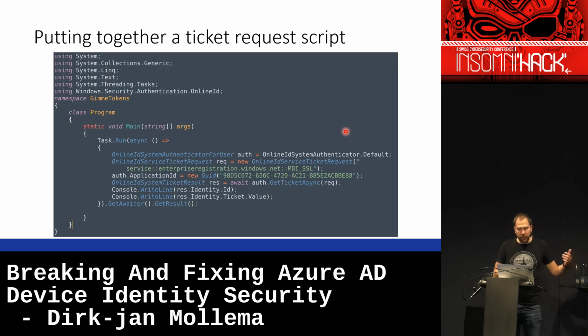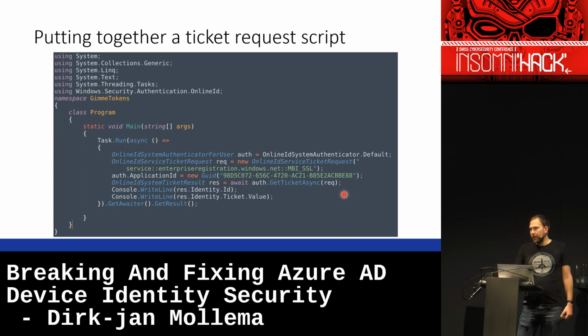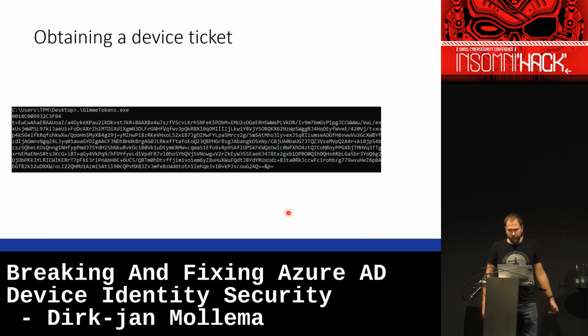And basically, when you know all these parameters, you can write a very simple .NET program, which basically creates such an online ID system authenticator request, and it asks a ticket for the enterprise registration.windows.net. It sets the app ID to the same ID that Windows uses, basically. And then it requests this ticket from the system, and it prints it to the console.